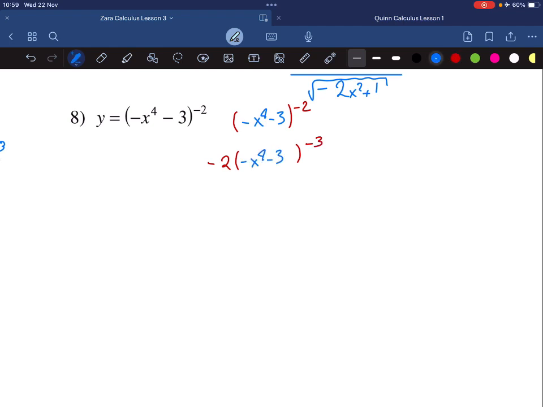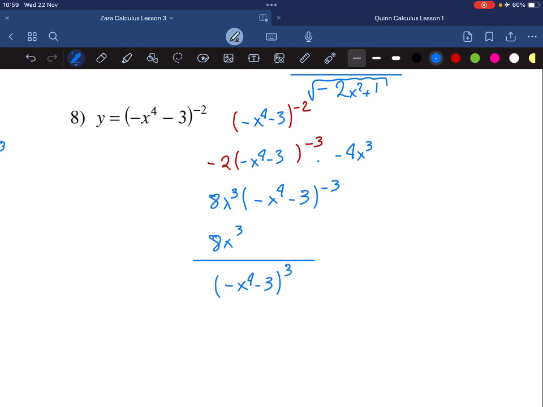What's the derivative of the blue part or the inner function? Well, that's going to be multiplied by minus 4x cubed. So then we get 8x cubed multiplied by minus x to the 4 minus 3 to the minus 3. So this is going to be 8x cubed divided by minus x to the 4 minus 3 cubed. No need to multiply anything out. We can just leave it at that.